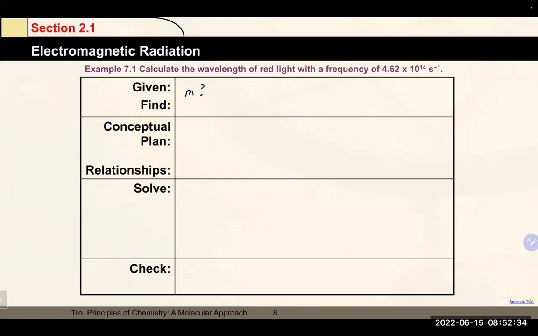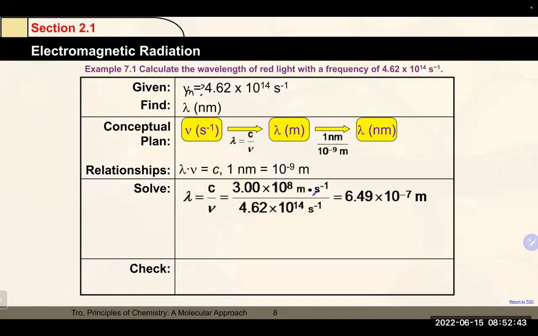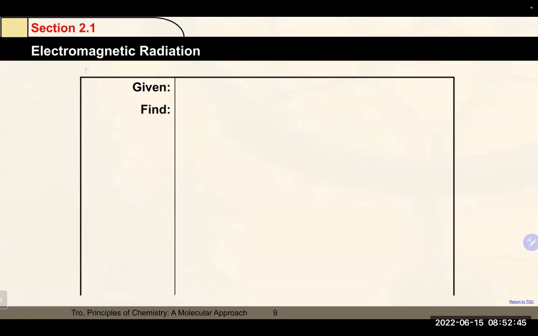So why don't you try this one here? Calculate the wavelength of the red light. Is that the one we just did? That is right, we just did that one. Hang on here, let's not do that one again. Let's do this one here.